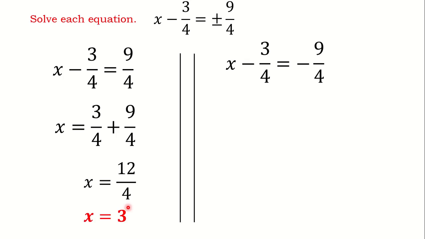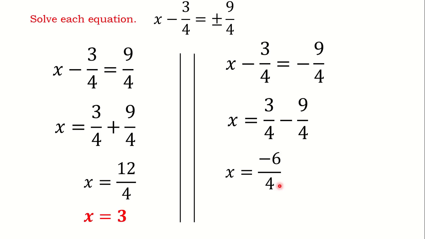Sa kabilang side, x minus 3 over 4 equals negative 9 over 4. So lipat ulit natin to si negative 3 over 4, magiging positive 3 over 4 minus 9 over 4. So 3 minus 9, that is negative 6 over 4. And then pwede natin to kunin pa yung lowest term niya. So the lowest term of negative 6 over 4 is negative 3 over 2.